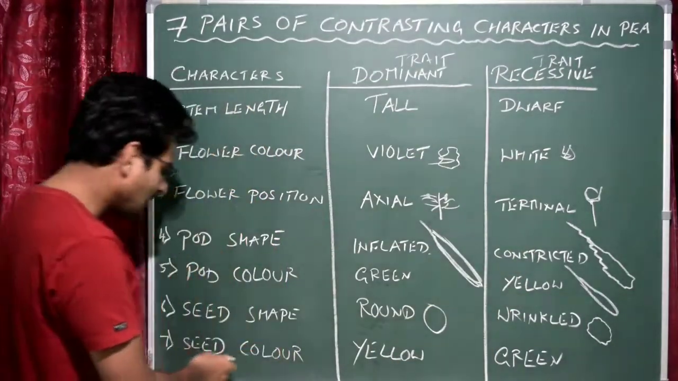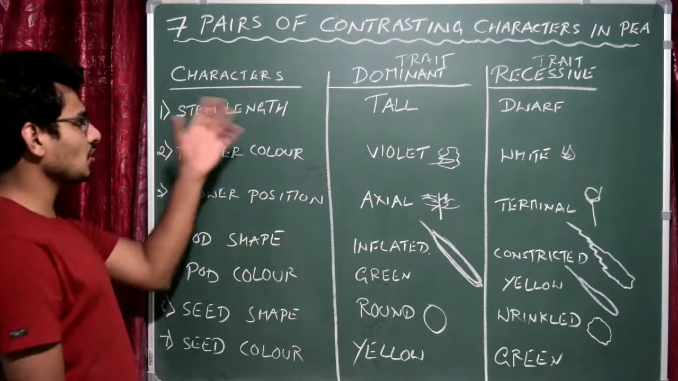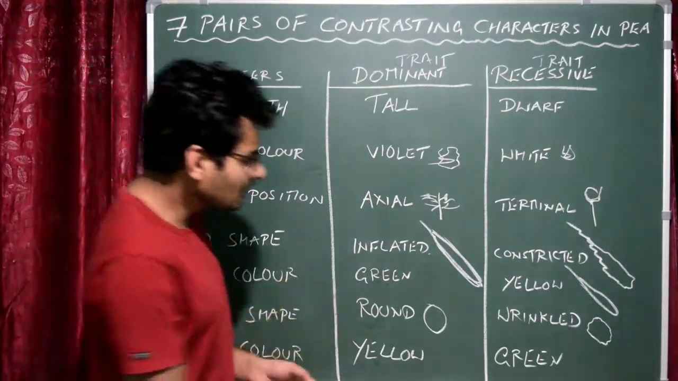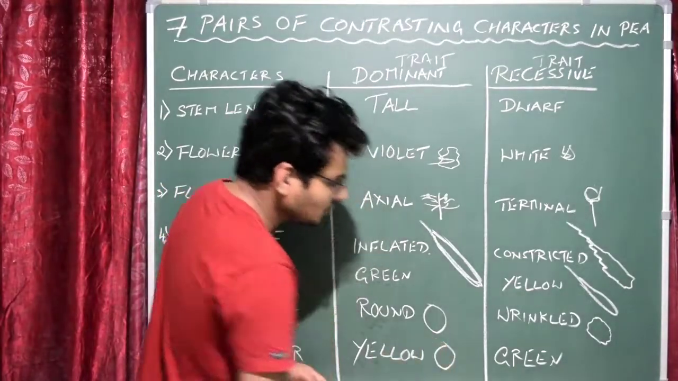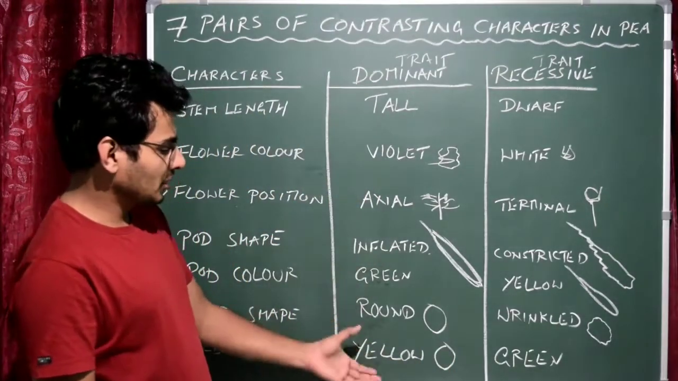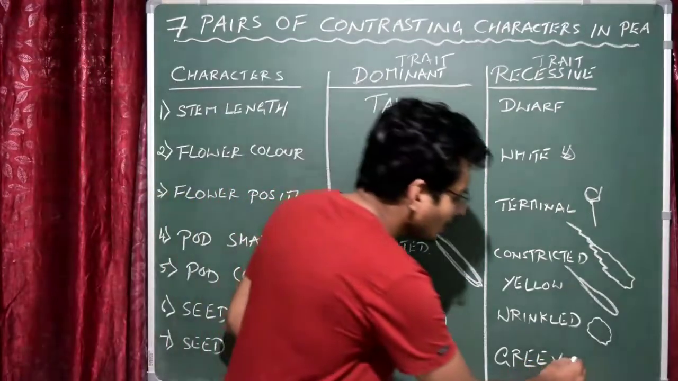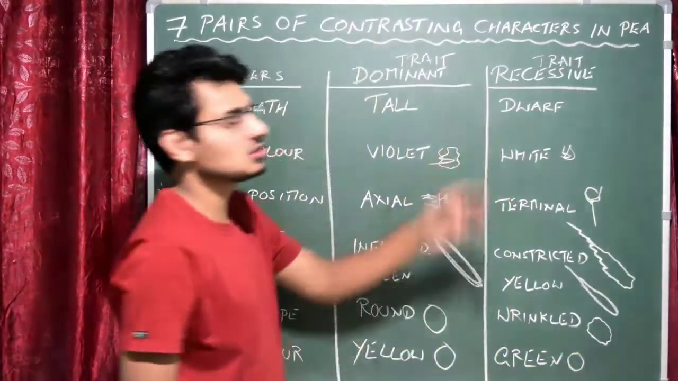Finally the seed color, the last contrasting character he selected. What is the color of the seed? Yellow is the dominant. The majority of the pea seeds are yellowish in color, that is the dominant trait, whereas some are greenish in color, that is the recessive trait.